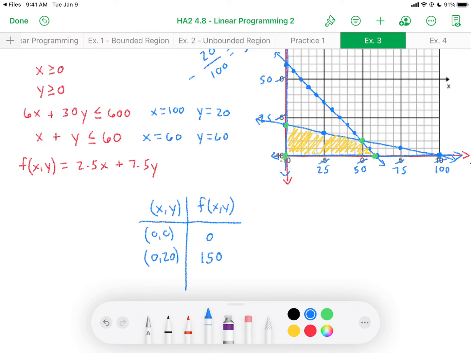Okay, then we've got next vertex is at 50, 10, right? Okay, so if I park 50 buses, so 2 times 50 is 100, 0.5 times 50, that's 25, so that's 125, plus 75, 200.